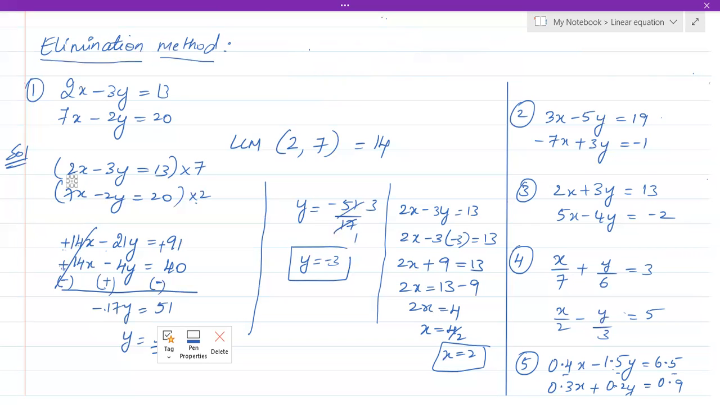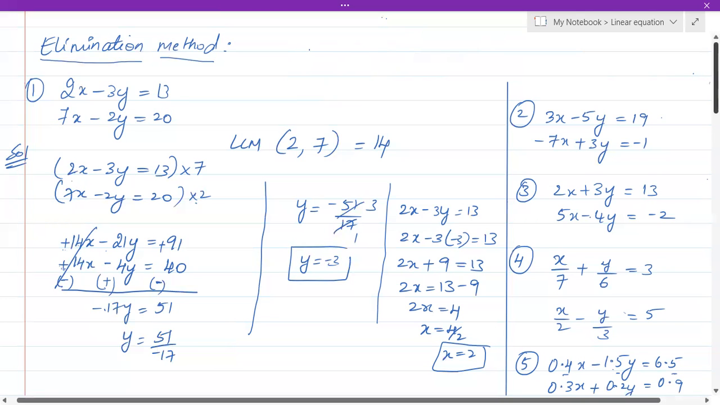As soon as you proceed, you will get one value, y or x. Once you get that, substitute it in any one of the equations 1 or 2. You will get the value of x and y. And once you get the value of x and y, you can verify yourself.